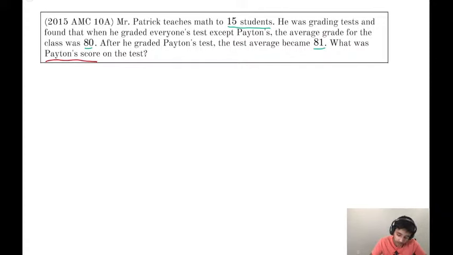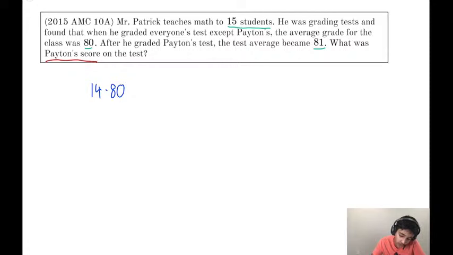Okay, so he teaches math to 15 students. In grading tests, he found that when he graded everyone's except Peyton's, the average was 80. Then now the class average is 81. So there's 2 ways of solving this problem. The first one, the standard one, probably the more straightforward way of doing this, is just to write an equation. So 15 students. So before, there were just 14 students who have an average score of 80.